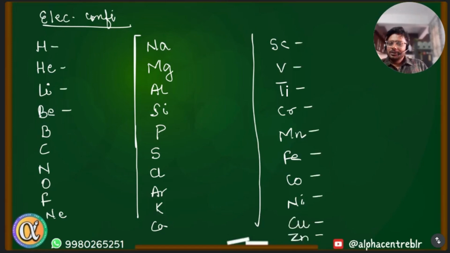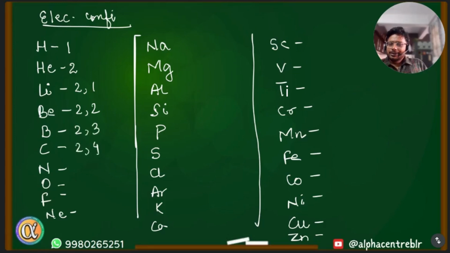So you need to help me write the electronic configuration. I think the first few are easy. Hydrogen, what's the electronic configuration for hydrogen? 1. Helium? 2. Then lithium? 2, 1. So this is easy. Beryllium is 2, 2. Tell me if I am going wrong anywhere. Boron is 2, 3. Carbon is 2, 4. Nitrogen is 2, 5. Oxygen is 2, 6. Fluorine is 2, 7. Neon is 2, 8.